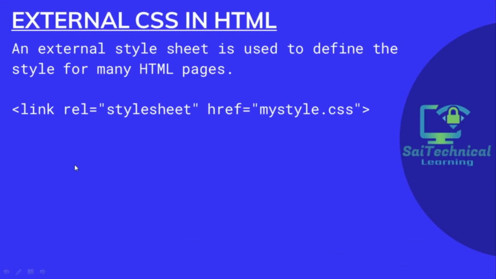Similarly, external CSS. An external CSS sheet is used to define the style for many HTML pages. For example, here we are using external CSS, that is link rel equals stylesheet, followed by the href, that is the location of the external style sheet. Here we are using mystyle.css, that is the external style sheet file.